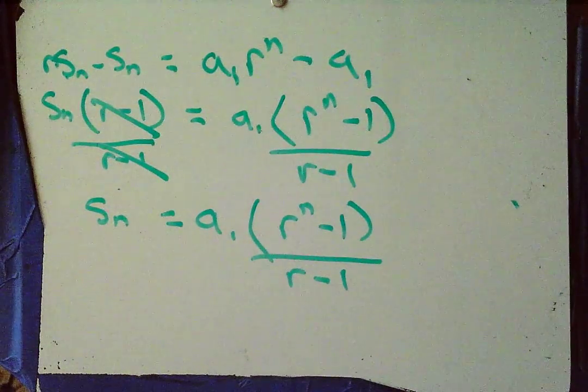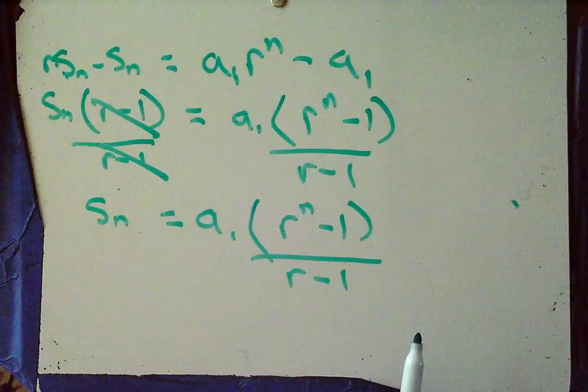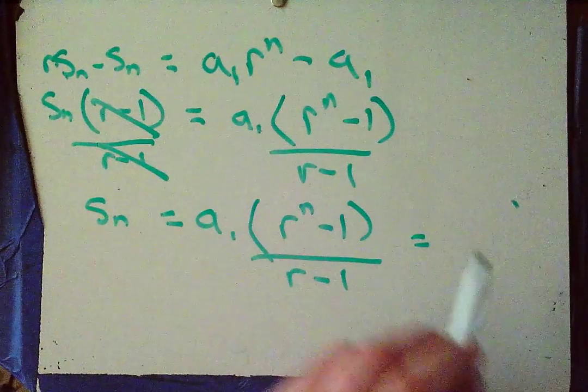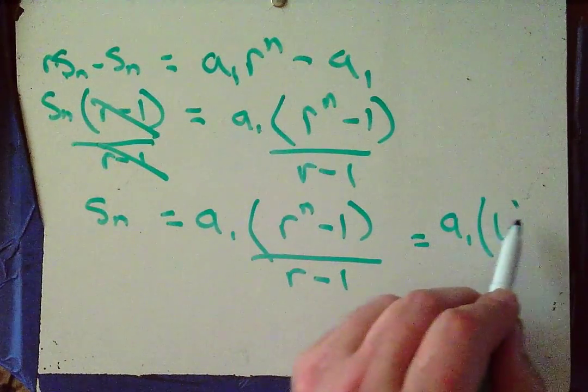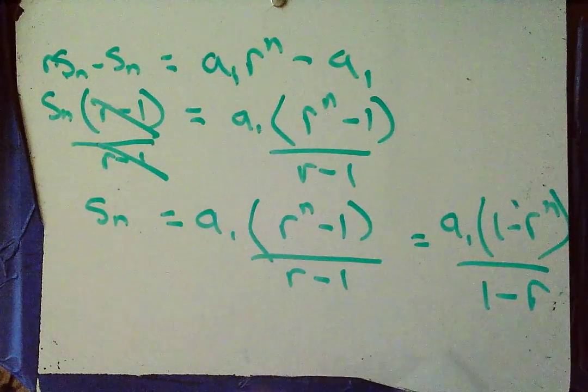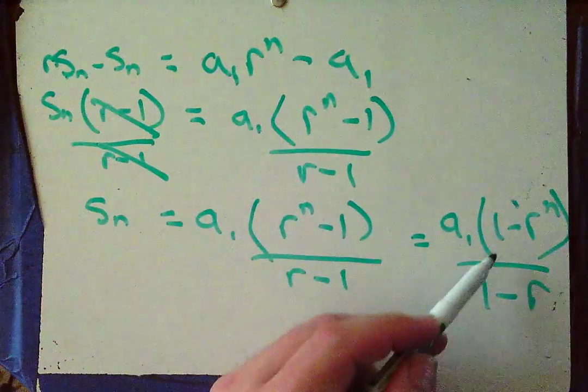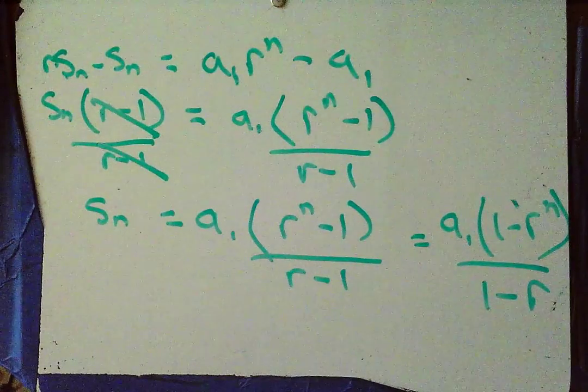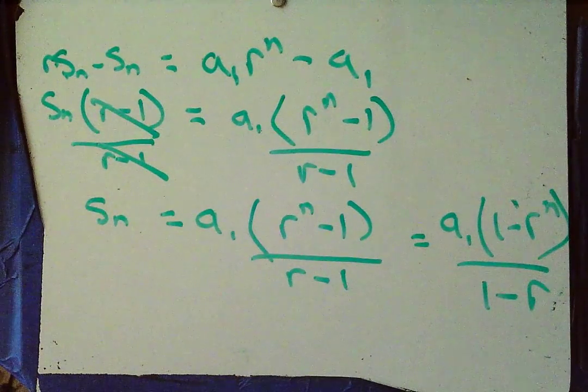Often, though, in our book, what we're going to see is a sub 1, 1 minus r to the n over 1 minus r. And if I divide top and bottom by negative 1, that's how I get that. Okay? So there's our sum formula.